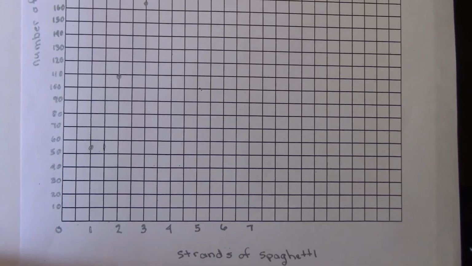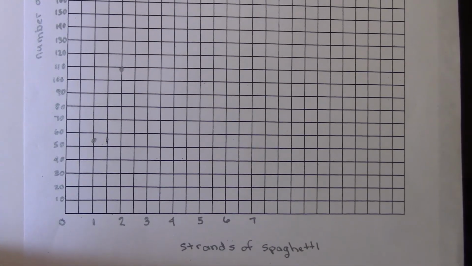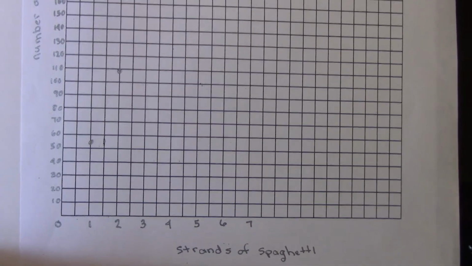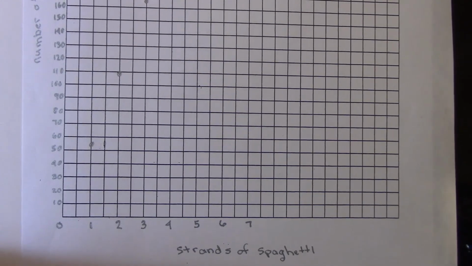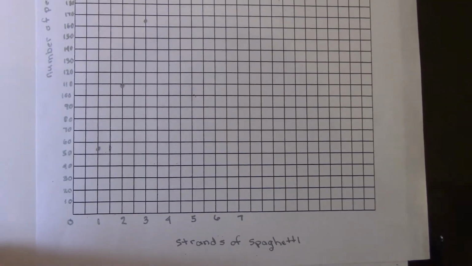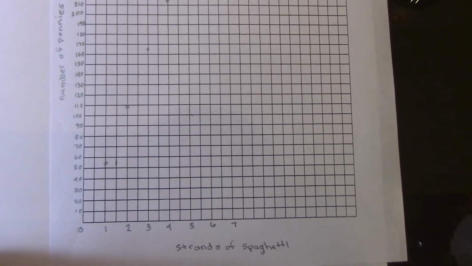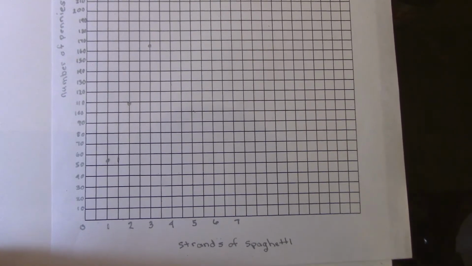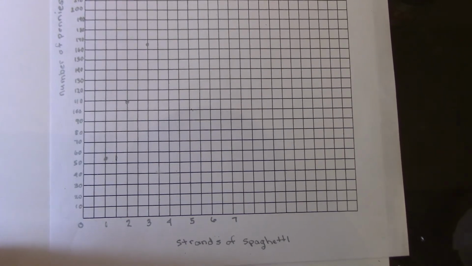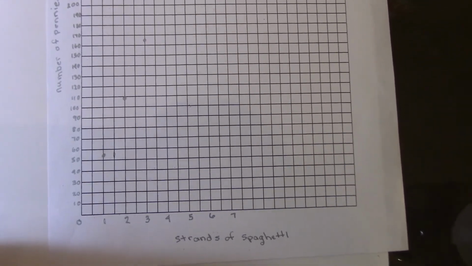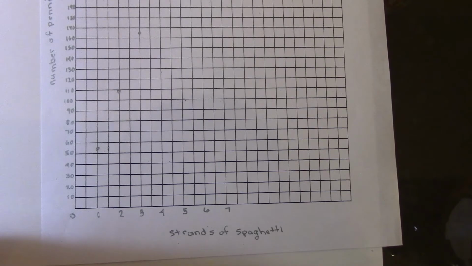Here's my graph showing the data that's in my data table, and you can see that the points appear to lie in more or less a straight line, suggesting there's a very strong correlation between the number of strands of spaghetti and the number of pennies that are needed in order to break the bridge.